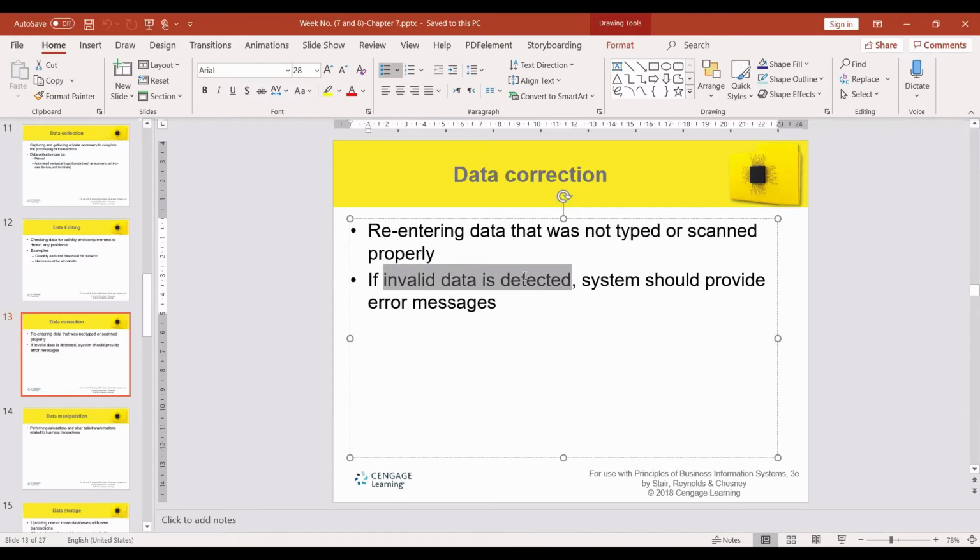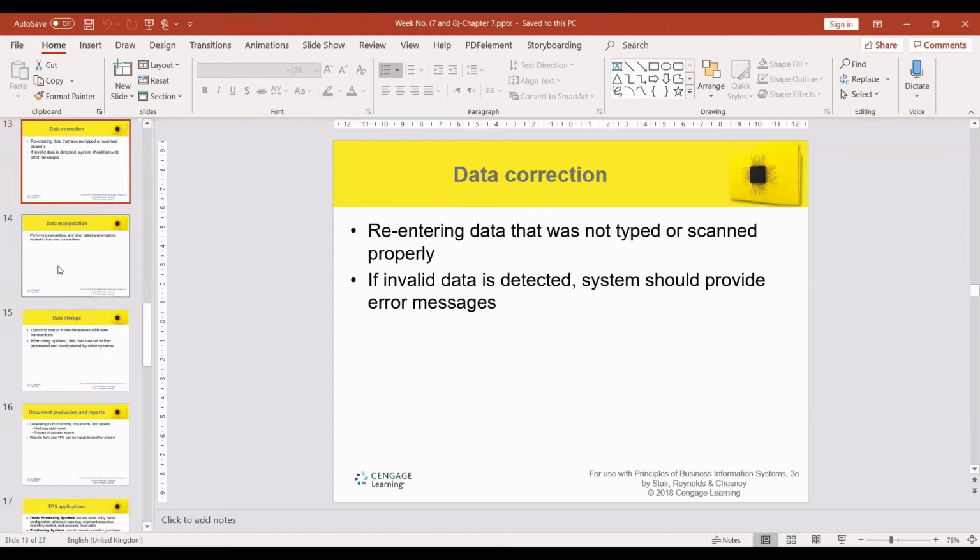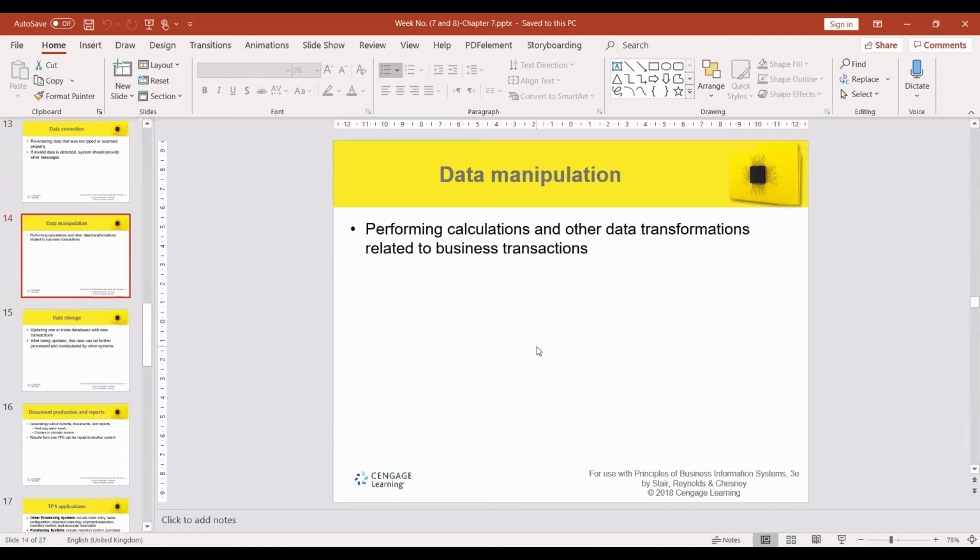If invalid data is detected, the system should provide an error message. So your system must have this capability to show the error messages. Okay. So once the data is correctly entered, now you have the data in your system. Now your system must have the capability to produce some analysis. You need analysis, performing calculations and other data transformations related to the business transactions. So you can generate many different types of analysis.